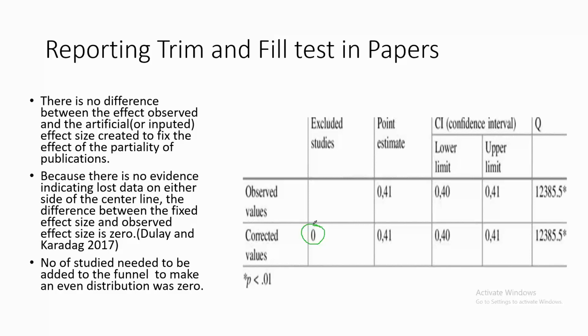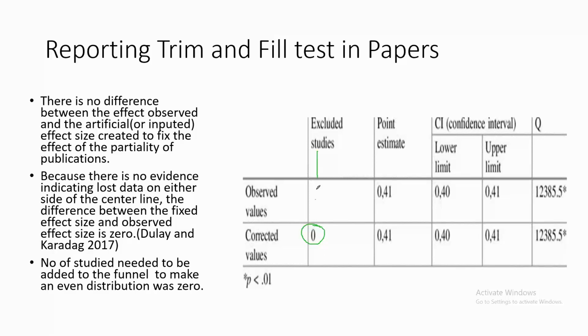When we go back to our Meta Essentials, the data is really disastrous. That is real-time data. On my slides, I have perfect data. On my Excel sheets, I purposely have disastrous data so that you see both sides of the picture; it is not always rosy. So the corrected values say 0, or excluded studies say 0.